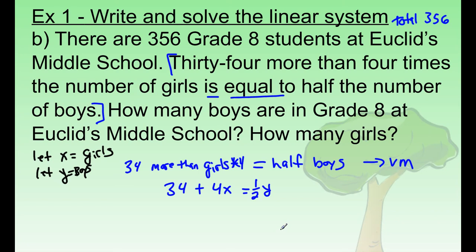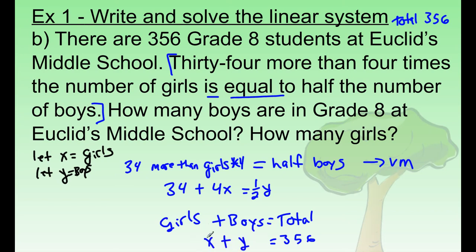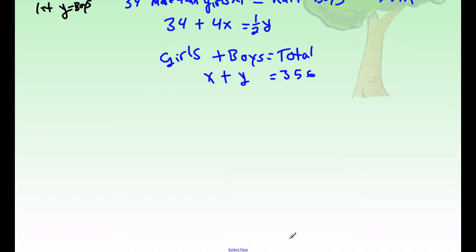This equation right now, it would be impossible to find the value of the X and the Y just as it is, because we have 2 variables and only one equation. So where's the other statement here? It's hiding in the first sentence. It just says there are 356 students at the middle school. Well, that means the girls plus the boys together has a total of 356. So if you take the X's and the Y's, the girls and the boys, and you add them together, there's 356 of them. So now I have my 2 equations.